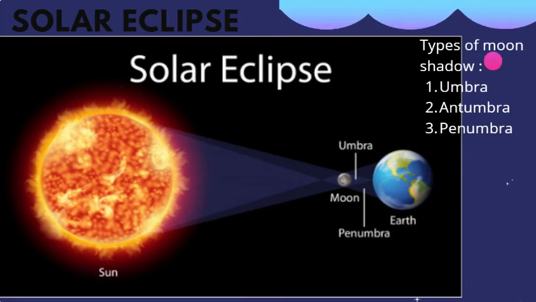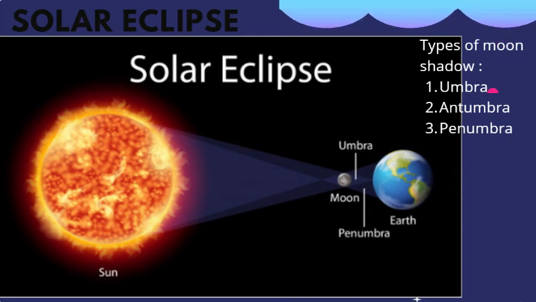The eclipse is not seen from every place on earth, but only from the locations where the shadow falls. From these locations, it appears as if the sun has gone dark. There are three main parts of the moon's shadow during an eclipse called the umbra, penumbra, and antumbra. Umbra. The umbra is the portion of the moon's shadow where the moon completely covers the sun.